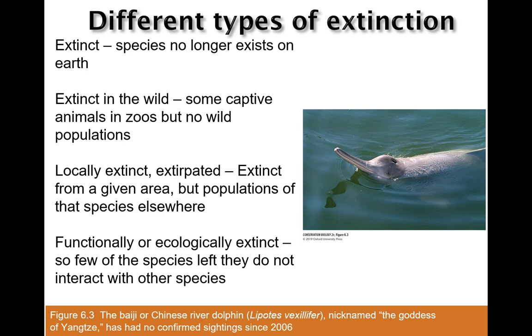We also have functionally or ecologically extinct. Those are used interchangeably, and that's when we have so few of a particular species left that they don't interact with other species. The example the book uses is the baiji, which is a Chinese river dolphin, and it had no confirmed sightings since 2006, but they have an unconfirmed sighting from 2016, which might mean that species is still in existence, but it's essentially ecologically or functionally extinct because its numbers are so low that it's not impacting other species.